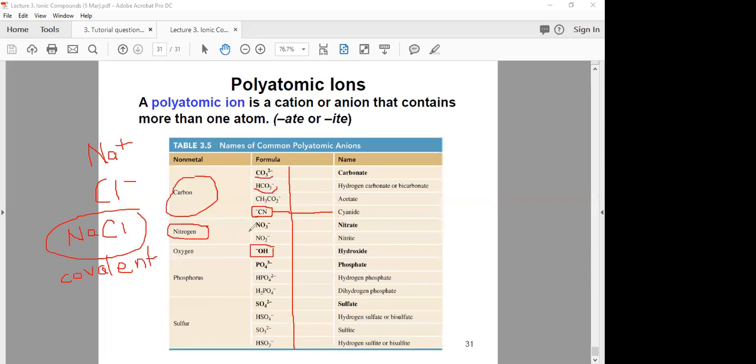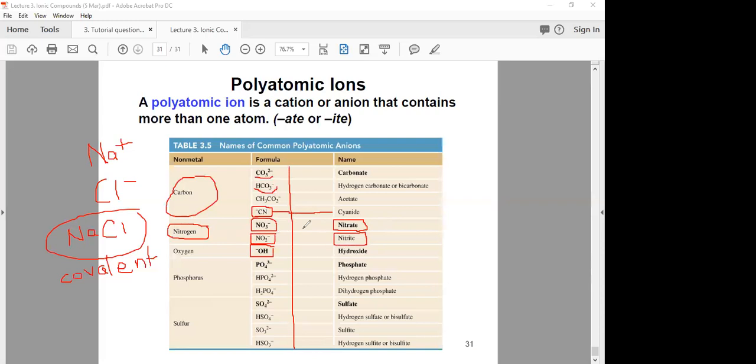Okay, nitrogen. Polyatomic ions of nitrogen. These two are really important for everyone, regardless of whether you're doing viticulture and winemaking, agriculture, agronomy, or aquaculture. These will come up all the time. So they're good ones to commit to memory: nitrate, NO3 minus, and nitrite.